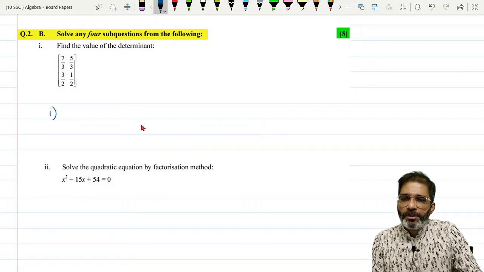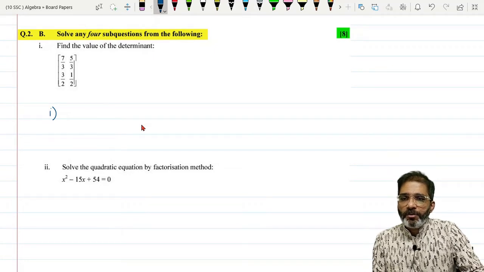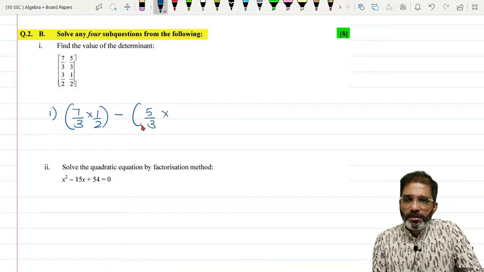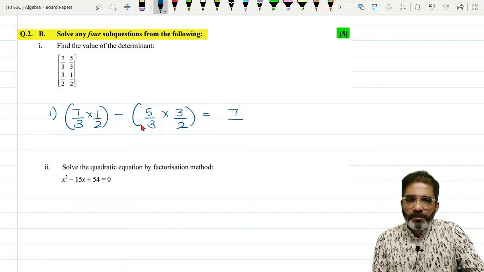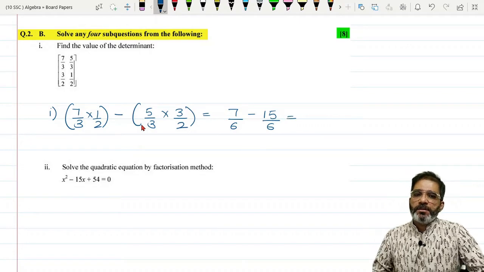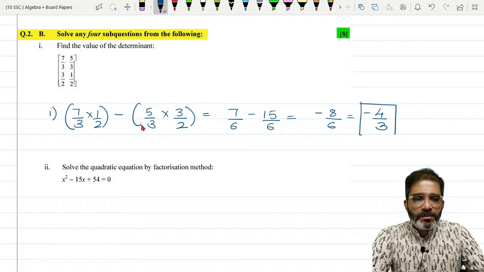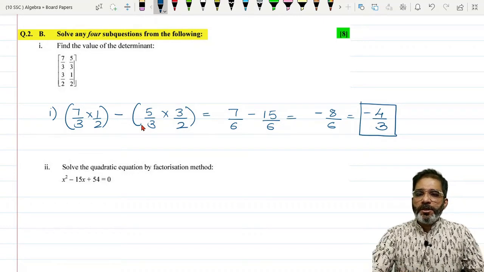It is 7 upon 3. Okay, it is a determinant, so we know how do we solve a determinant. It is 7 upon 3 into 1 upon 2. We multiply this minus 5 upon 3 into 3 by 2. So when you solve this, we get 7 upon 6 minus 15 upon 6. Okay, so we get answer as minus 8 by 6, and when you reduce by 2, we get minus 4 upon 3. Okay, so this is the answer for the determinant.